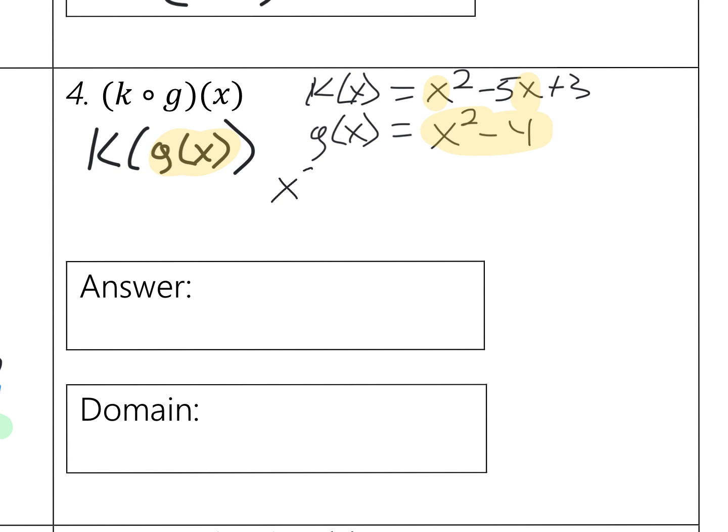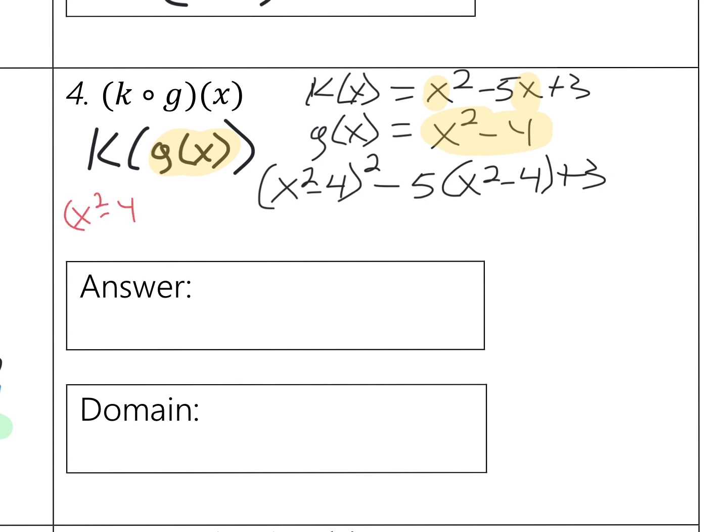So (x squared minus 4) all squared minus 5 times (x squared minus 4), and then plus 3. Now this part right here is a binomial squared. That means (x squared minus 4) times (x squared minus 4), and you need to use the FOIL method for that. We've used this a lot in class.